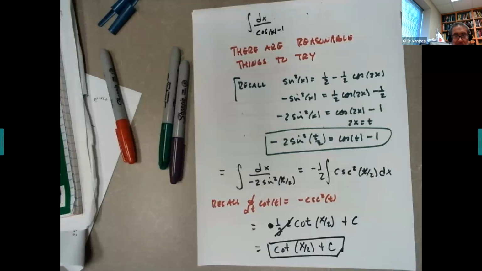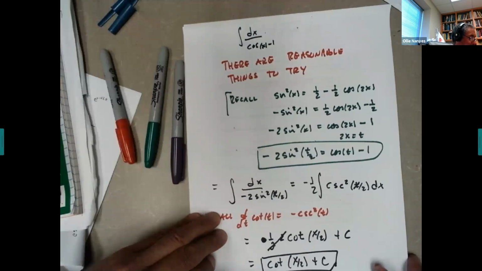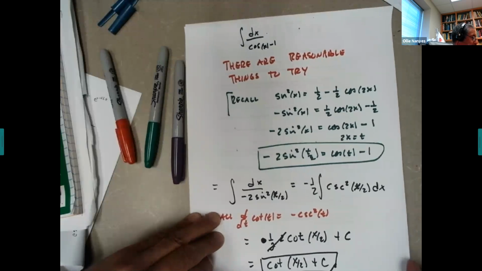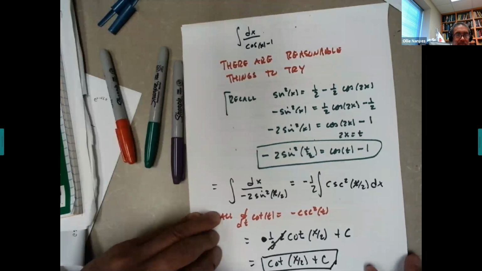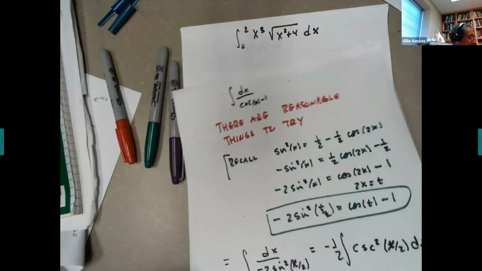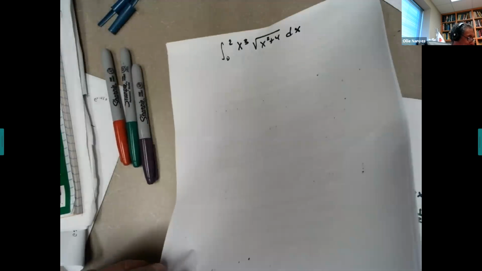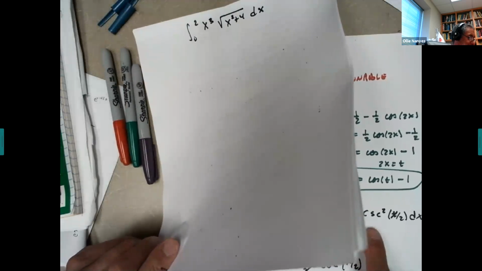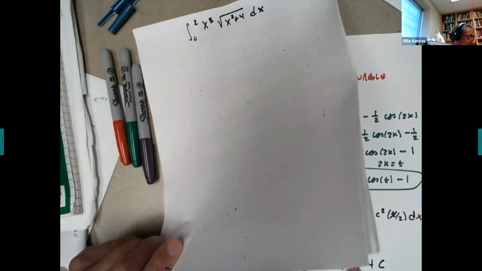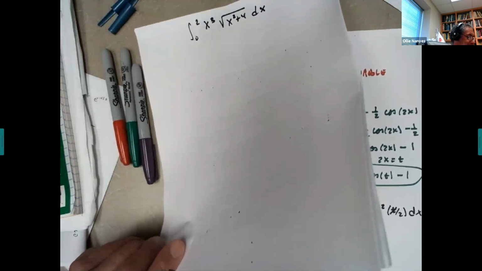Okay. Kind of an interesting problem here. But it turns out this is really just a trig identity, that the negative takes care of itself. And yeah, that's correct.